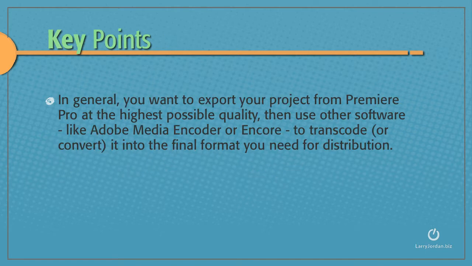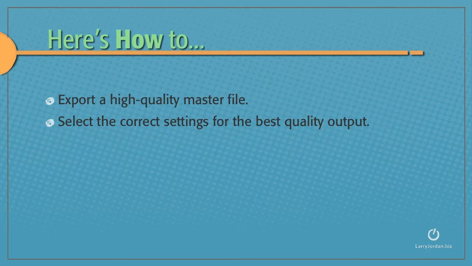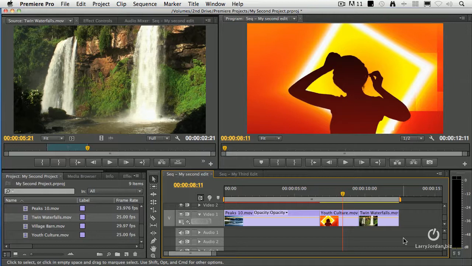In general, you want to export your project from Premiere Pro at the highest possible quality, then use other software like Adobe Media Encoder or Encore to transcode or convert it into the final format you need for distribution. So let me show you how to export a high-quality master file and select the correct settings for the best quality output.